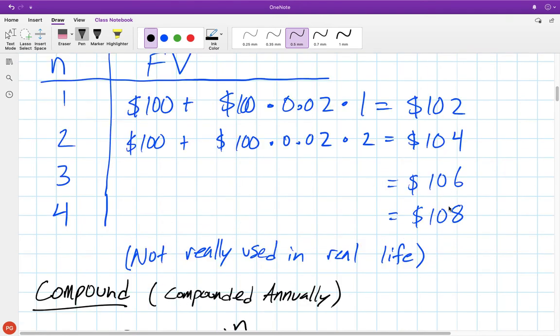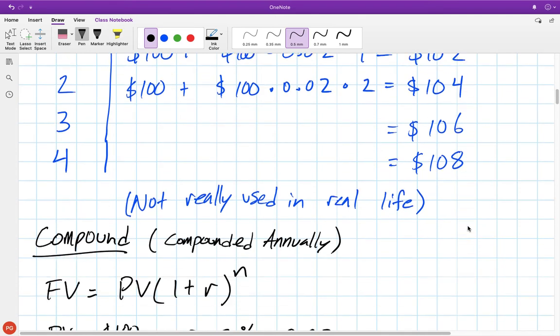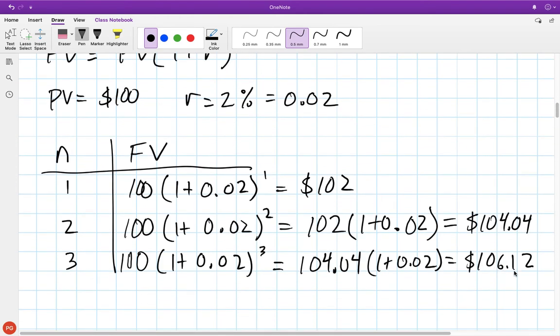So if we look and compare 102, 104, 106, 102, 104.04, 106.12. So our compound interest is getting bigger and the difference is also getting bigger. This was 4 cents bigger, this is 12 cents bigger, and that's what we will always see for compound interest.